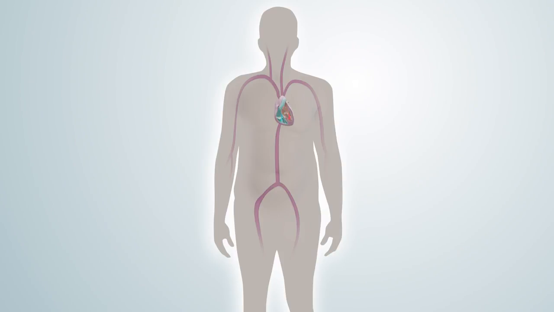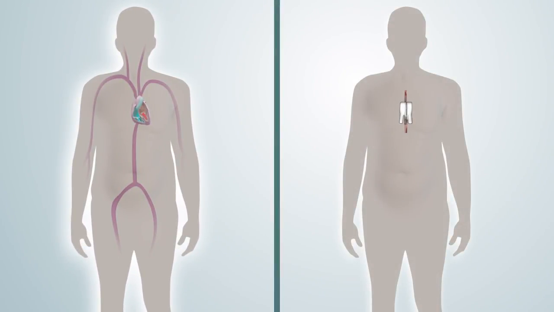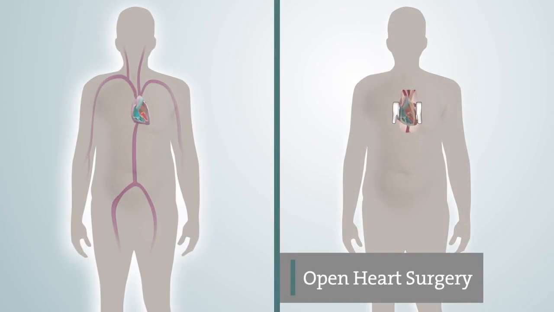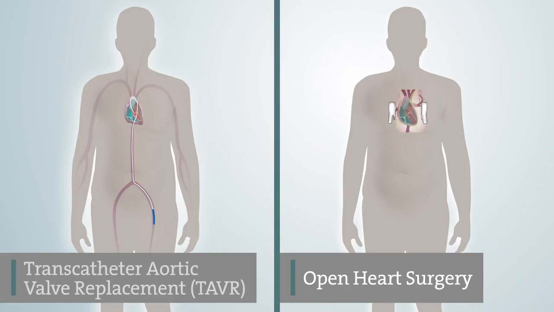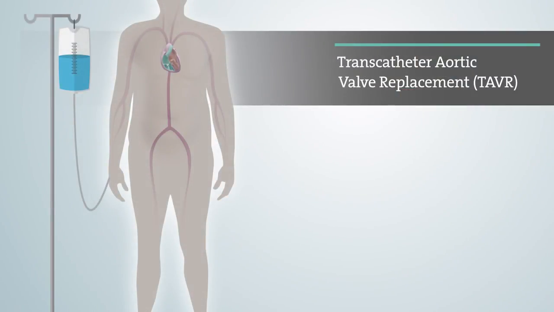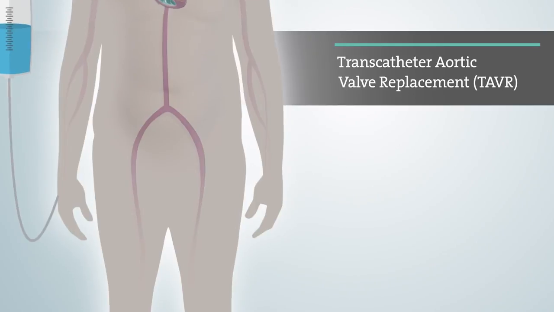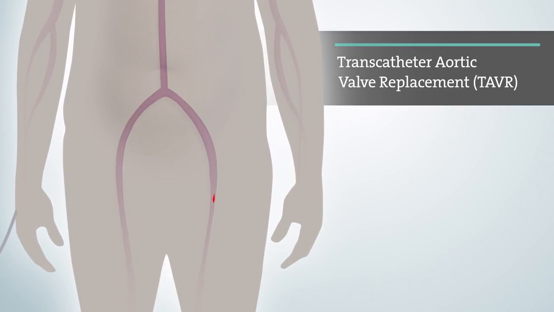The only effective treatment for severe aortic stenosis is to have your aortic valve replaced. Today, there are 2 options for replacement: open heart surgery or less invasive transcatheter aortic valve replacement, also known as TAVR. During the TAVR procedure, you may be placed under anesthesia. Once under anesthesia, a small incision will be made in your leg, where your doctor will insert a short hollow tube called a sheath into your femoral artery.